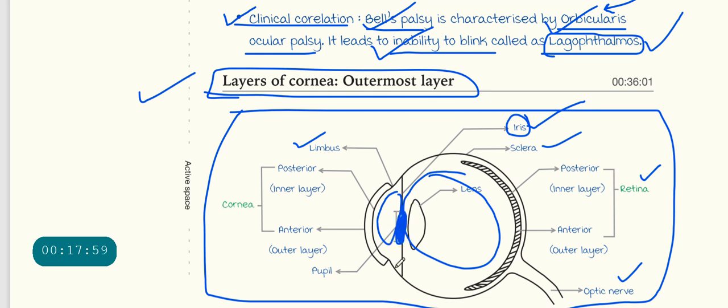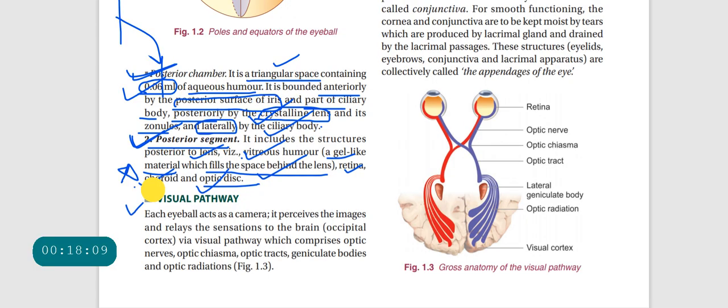Moving on to the visual pathway. There is an area inside the brain. Basically our eyes are the cameras, and they give sensations to the brain. Which part of the brain? The occipital cortex. Now what is the pathway? Basically this is the eye. From the retina there are optic nerves emerging out from the eye.